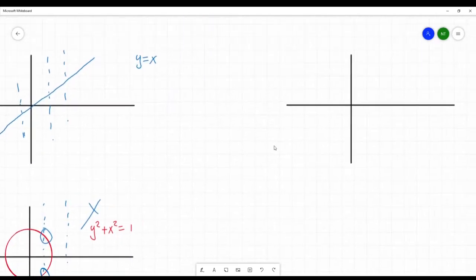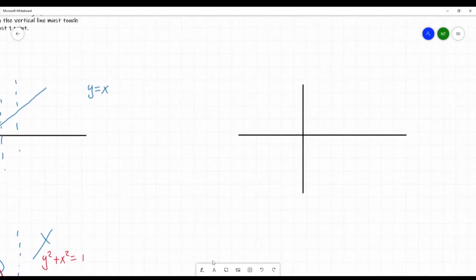So let's look at our last example, guys. We're going to draw it here. Is this a function, guys? This is y is equal to 1 minus x squared.